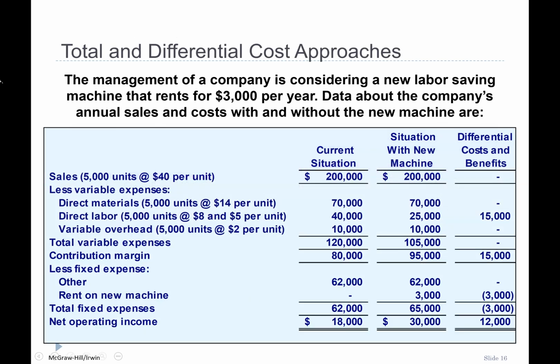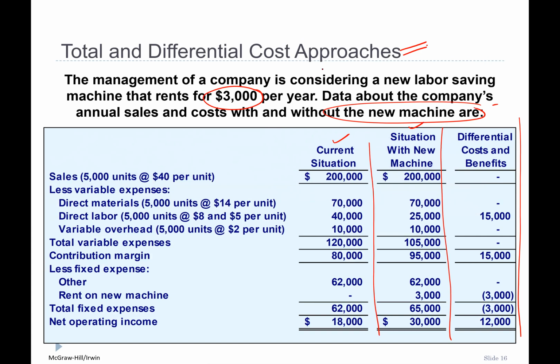So, the total and differential cost approach. Like I told you, you make situation 1, situation 2, and then make a differential. So let's talk about this. The management of a company is considering a new labor saving machine that rents for $3,000 per year. Data about the company's annual sales and cost with or without the new machine are here. So we have the current situation and new situation here.